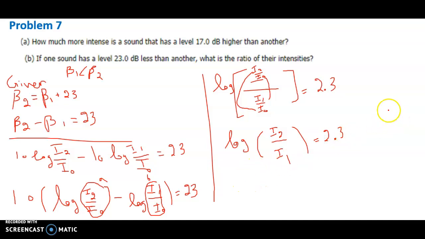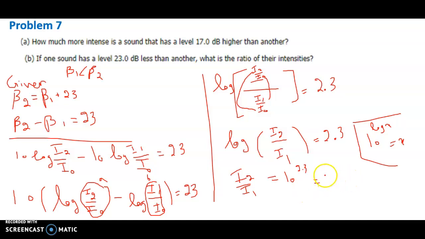Alright, 10 to the power log x is x. So don't forget this part here, 10 to the power log x is x. So I can directly say I2 over I1 is equal to 10 to the power 2.3. Using your calculators, this is 199.5. So this is the ratio. We say that I2 is greater than I1 by 199.5 times.